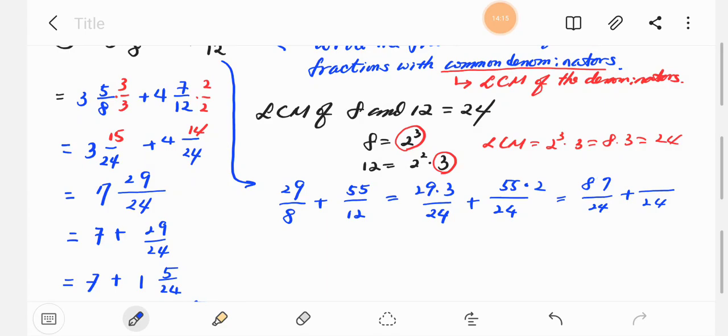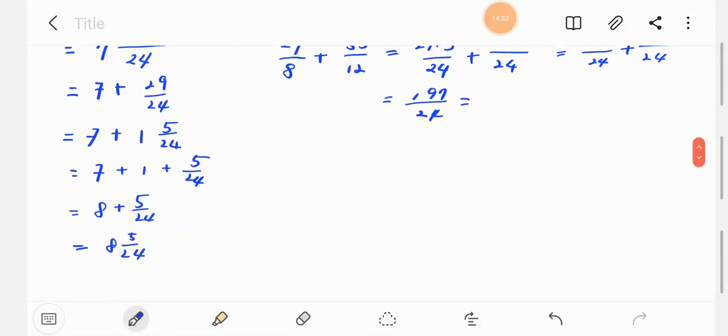$87. And then the next one, 55 times 2 is 110. So 87 plus 110 is 197 over 24. This one takes a lot of time, right? 197 divided by 24 is 8 and 5 remainder. So we got the same number.